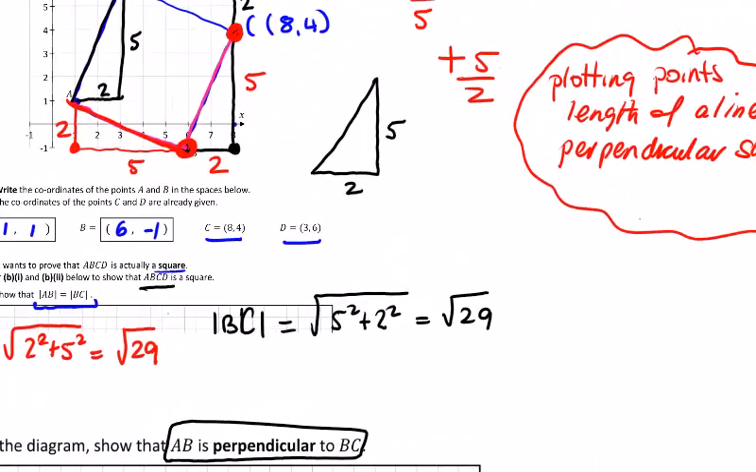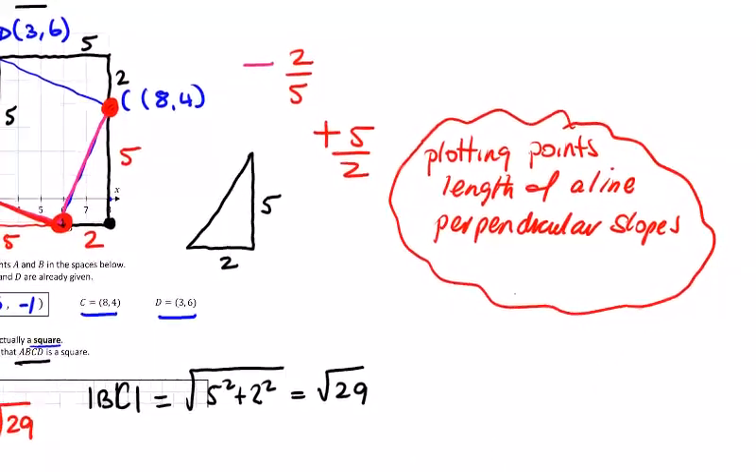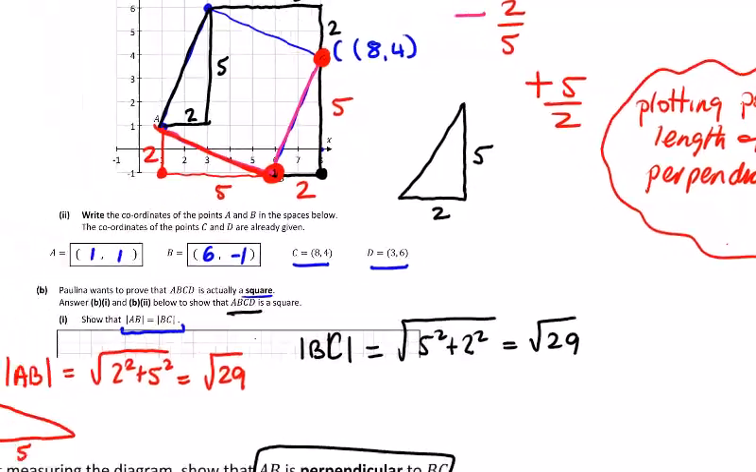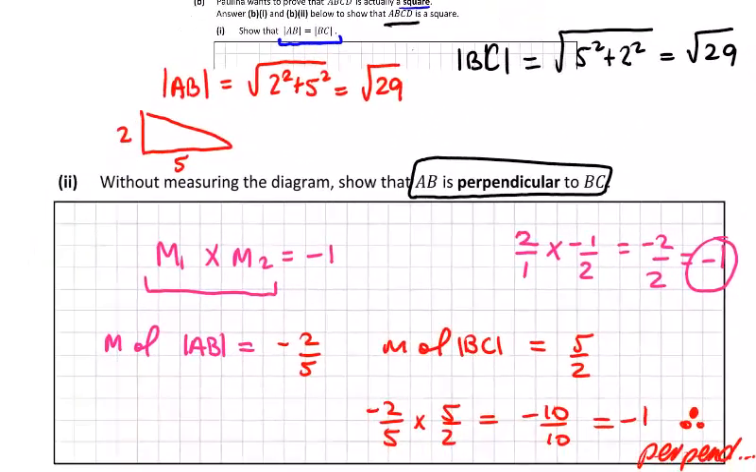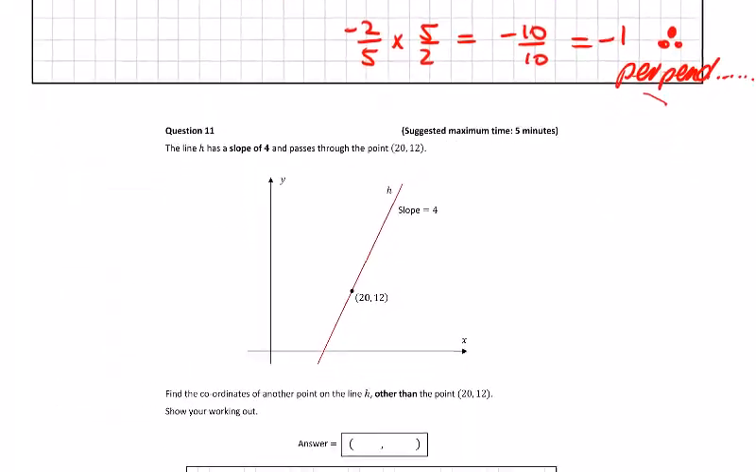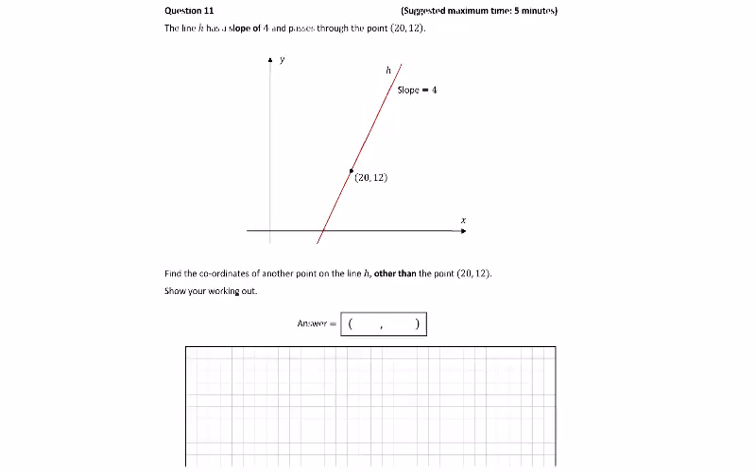So this question, the knowledge required was, we plotted points, we found the lengths of lines, and we looked at perpendicular slopes. So not much can be asked in junior cycle coordinate geometry if you've practiced enough questions. When a question like this comes up with very little information given, you should be able to break it down based on your previous knowledge.